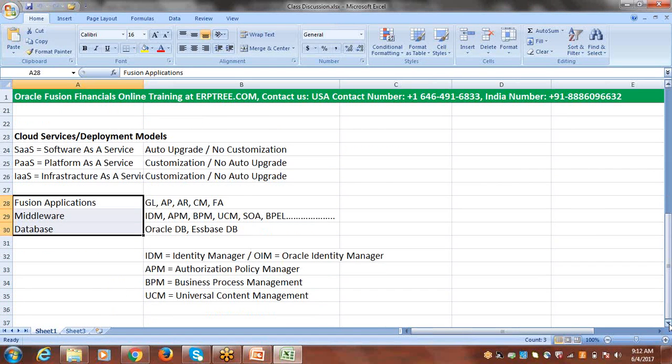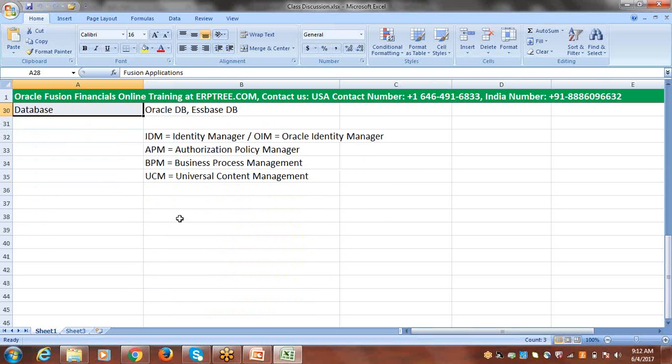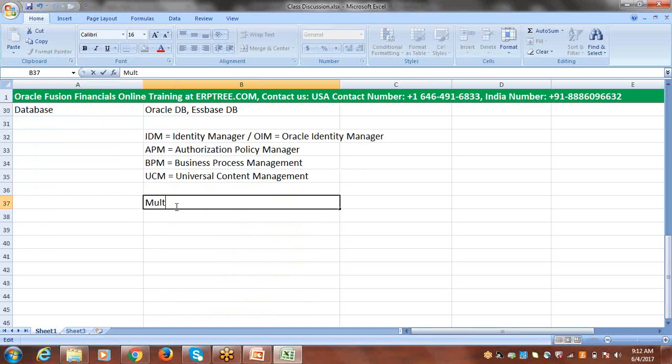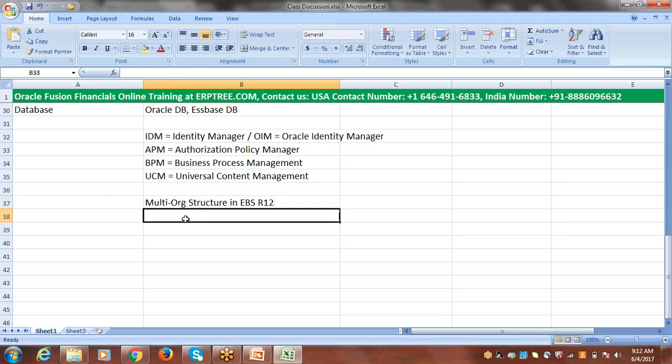So before we talk about Fusion enterprise structure, we'll see what the multi-org structure in EBS is. I'm just going with Release 12. In EBS, earlier we called it 11i, and we call it setup books and all. On the top level you can see the business group, right? Which we call BG.